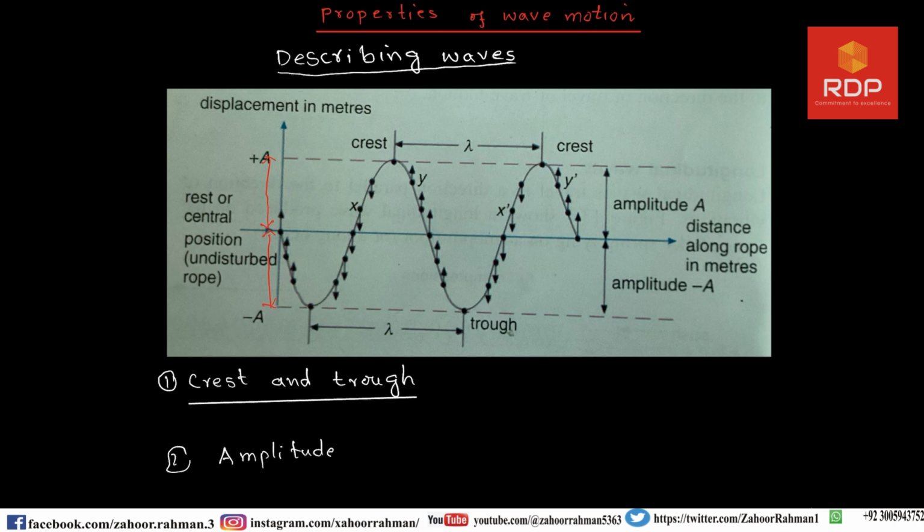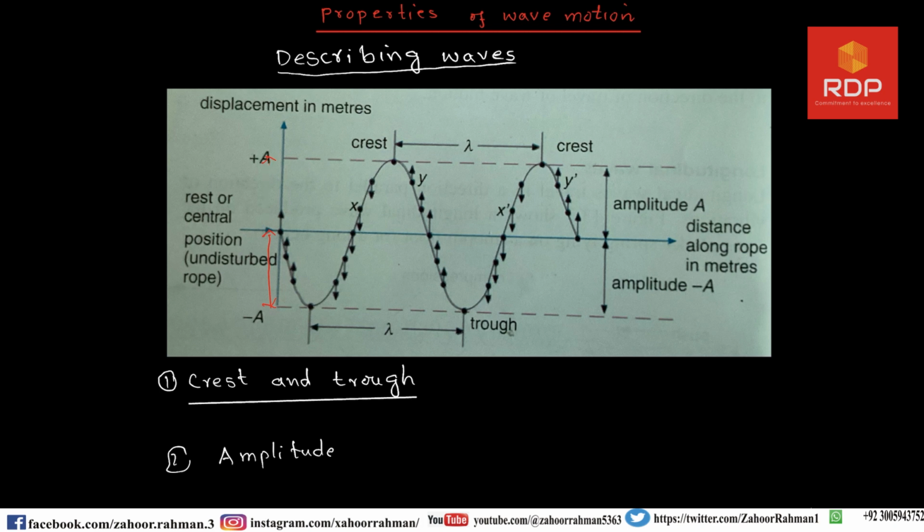When the rope is not disturbed, neither you have dragged it in the left direction on the tabletop nor to the right of the tabletop, that is called the mean position. So whatever distance you are moving that rope to the left or the right is called displacement. That is called amplitude.